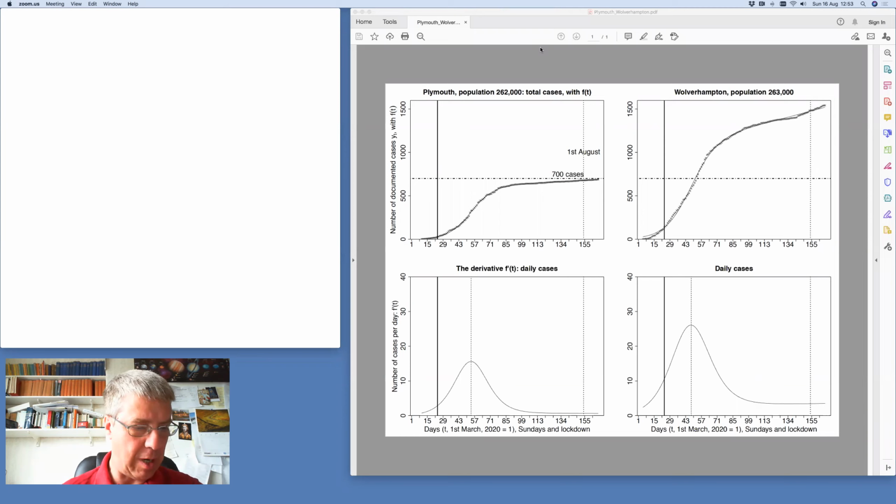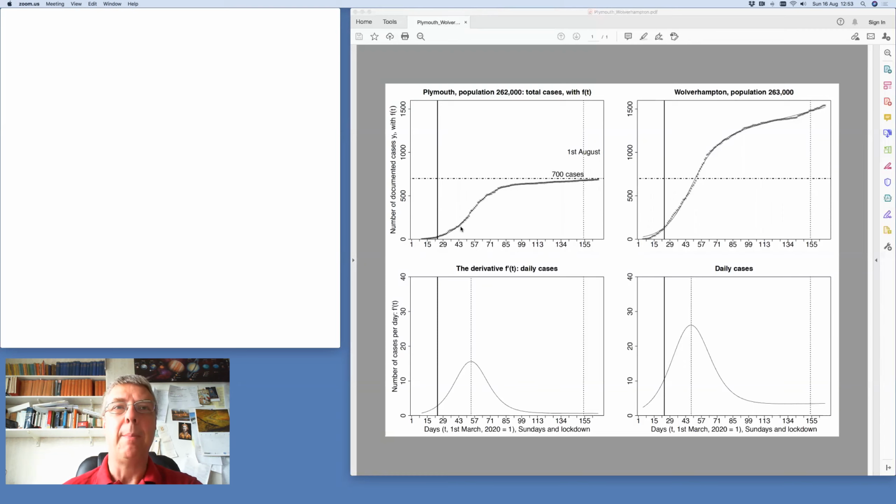One of my research interests is in modelling the COVID-19 pandemic. So what I've got here in the PDF display is 4 graphs, and I want us to concentrate first of all on the graph in the top left-hand panel. And what I've shown there is the total number of documented cases of COVID-19 in Plymouth. The axis here starts on the 1st of March and goes on to yesterday's date, which was in fact the 15th of August. So we can see that the total number of cases in Plymouth increases.